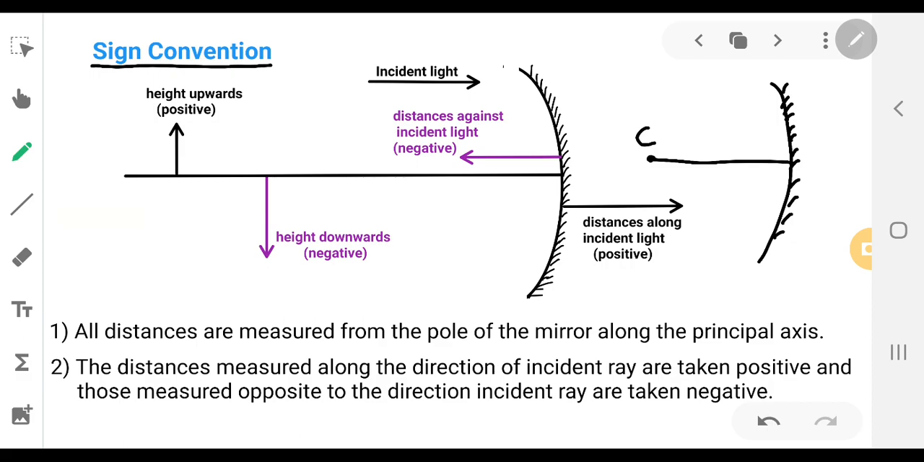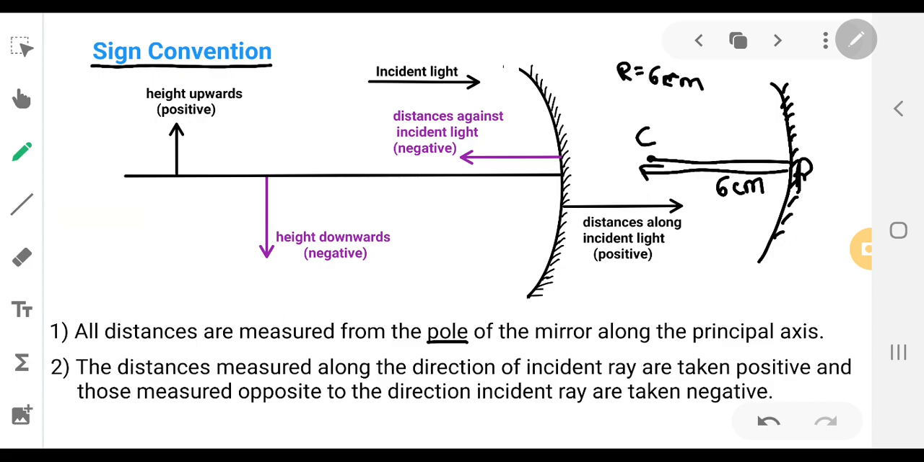So what is the length of the radius of curvature? What is the sign convention? How to measure the length of the radius of curvature? From the pole along the principal axis. Suppose it is something around 6 centimeter. So C value, radius of curvature R is equal to 6 centimeter.